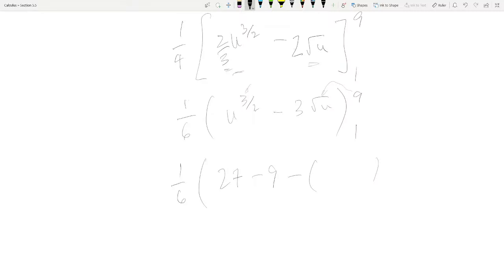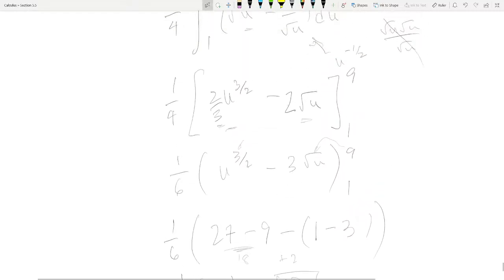When I put in the 1, I get 1 minus 3. Okay, now I have 1/6. This here gives me 18. And then over here I have plus 2. So overall I get 1/6 times 20. And then my final answer is 10 over 3. See if you believe that. And go reproduce it yourself.